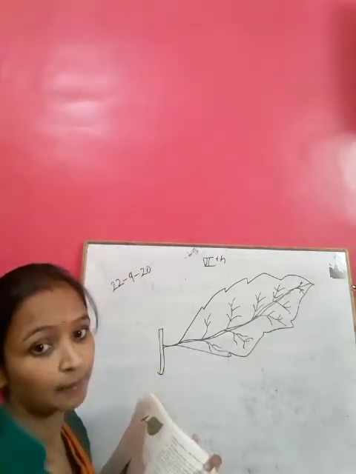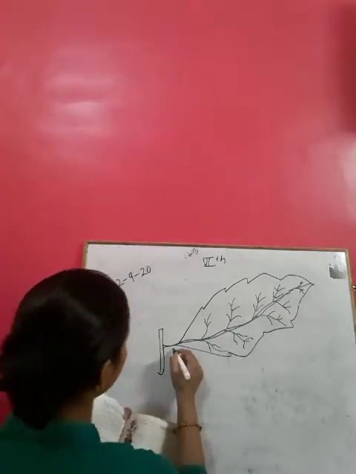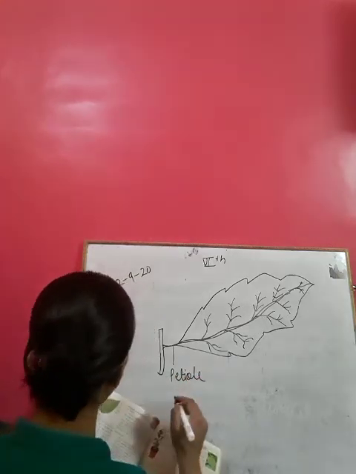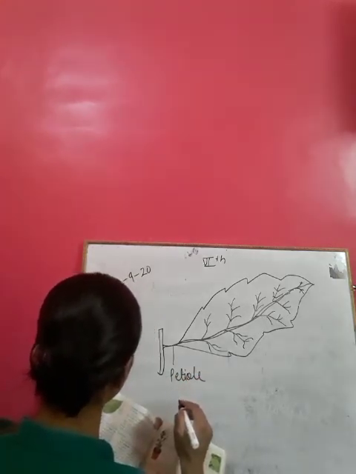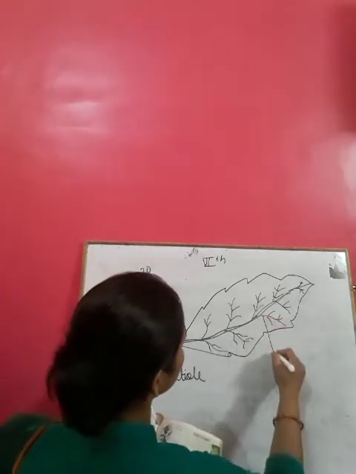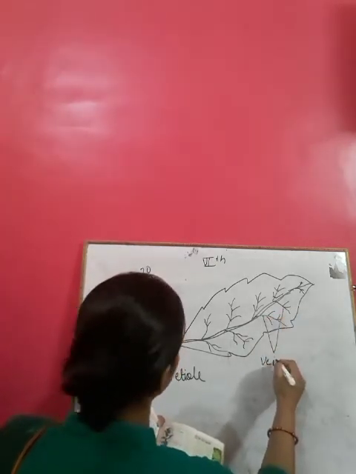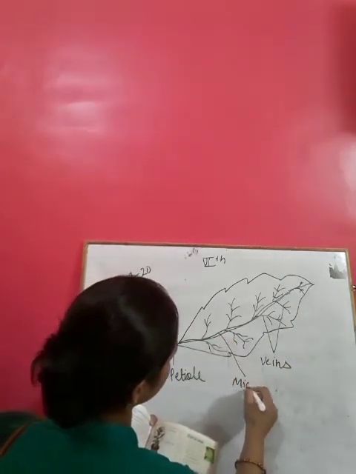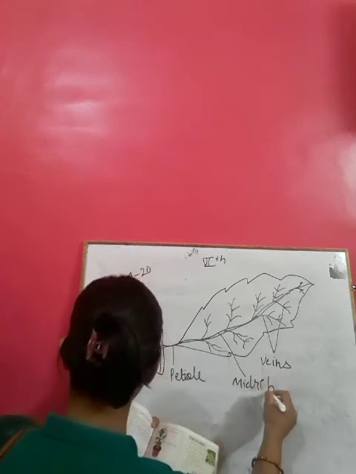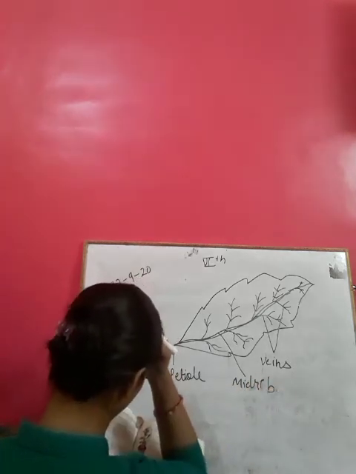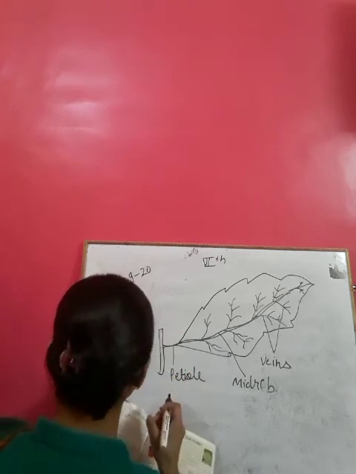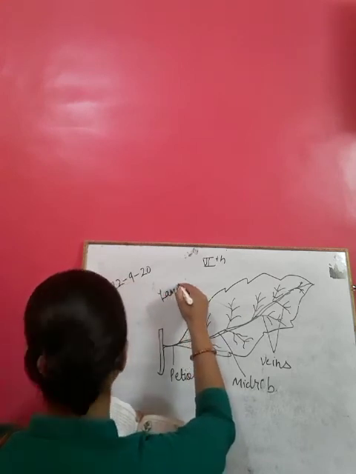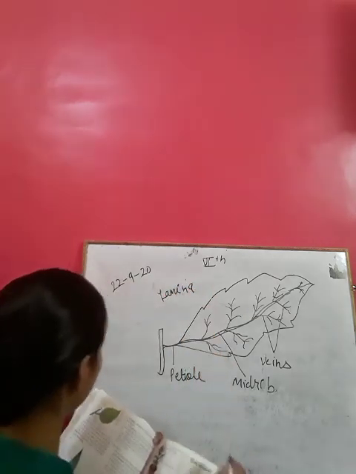This is the diagram of a leaf, and this is the petiole. This is the veins, and this is the midrib. And this is the lamina. This is the structure of a leaf.